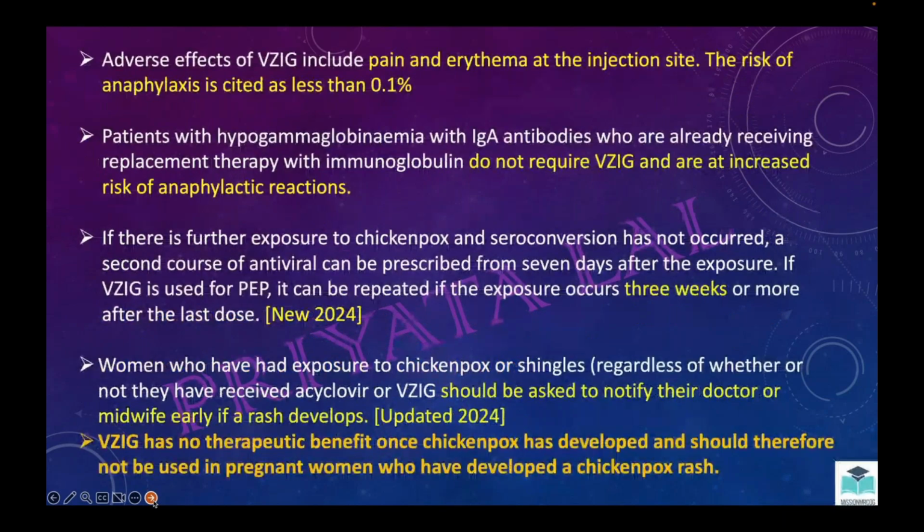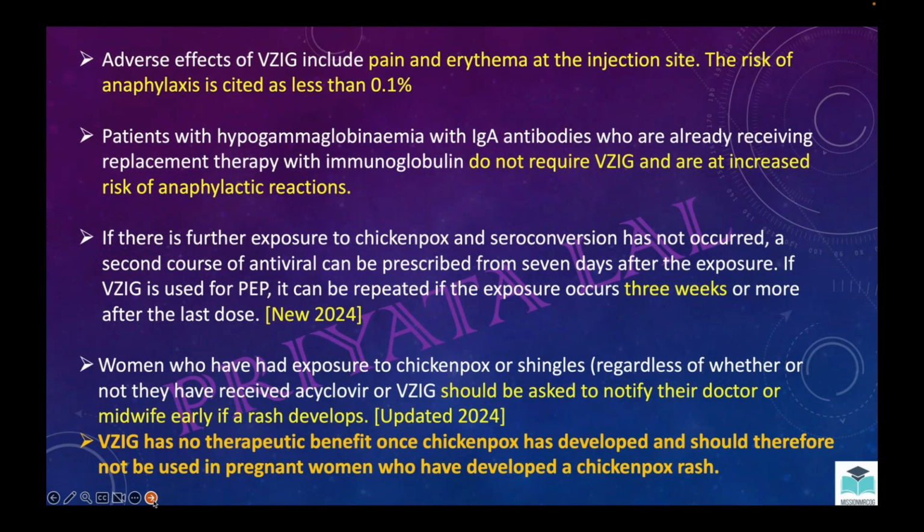Now, what could be the adverse effects? There could be pain and erythema at the site. Risk of anaphylaxis is very small, that is 0.1%. Patients with IgA antibodies who are already receiving replacement therapy, for example patients having hypogammaglobulinemia, usually don't require immunoglobulins, and they are at increased risk of anaphylactic reactions.